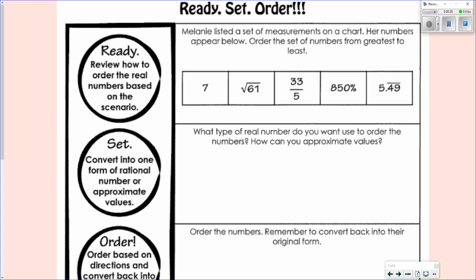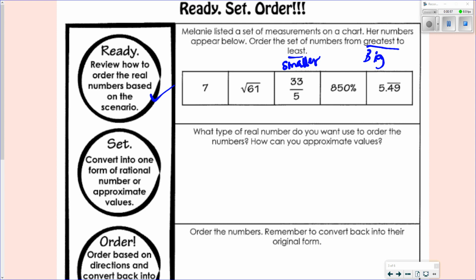Let's look at our first example we're going to do together. We have that Melanie listed a set of measurements on a chart. Her numbers appear below. We are going to order the set of numbers from greatest to least, and greatest is going to be our larger numbers, our bigger numbers, and then these are going to be our smaller numbers. All right, and so to get ready, let's review how to order the real numbers based on the scenario. Okay, so we did that.